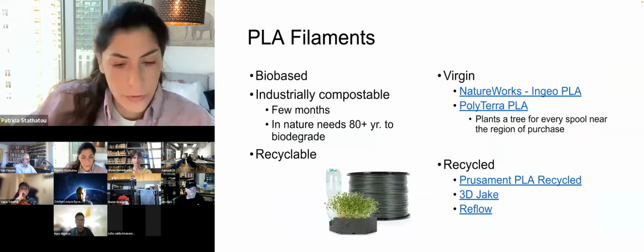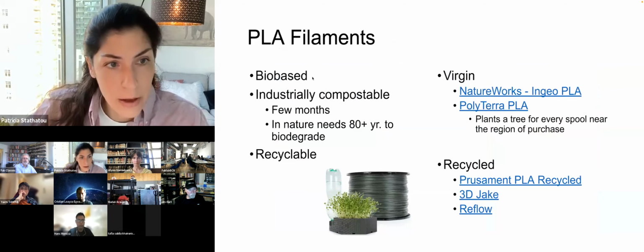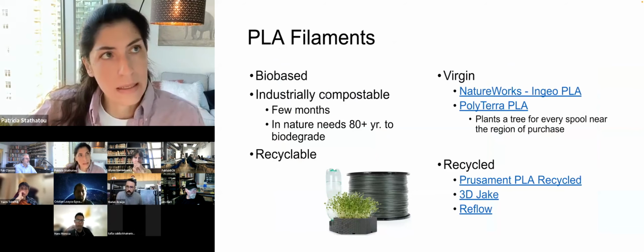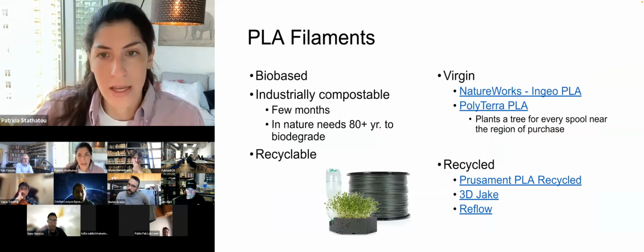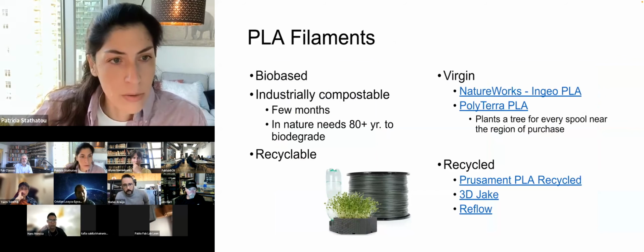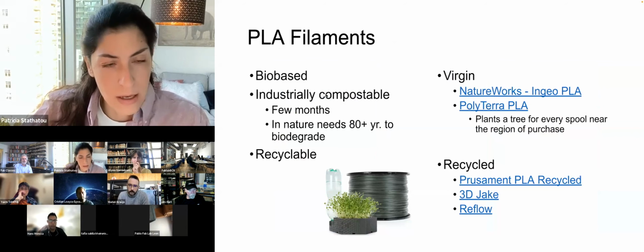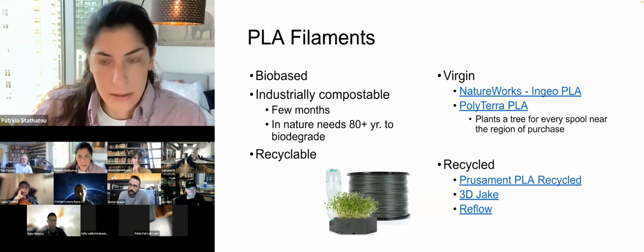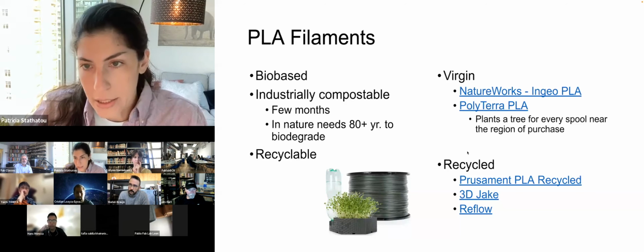And then, so PLA filaments are bio-based. They are industrially compostable, which means that they need industrial conditions with elevated moisture and temperature in order to decompose. If you leave them in nature, it will take more than 80 years to biodegrade as they are today, but they can decompose in a few months in industrial composters, and they are recyclable. So here I have some options for you for virgin and recycled PLA filaments.